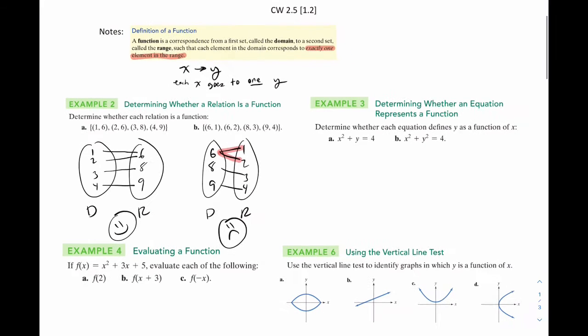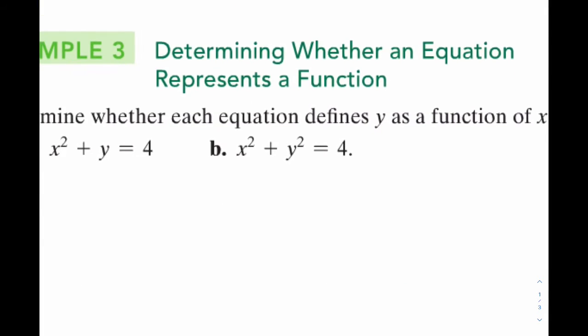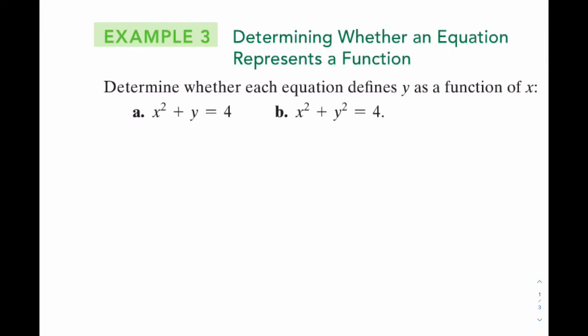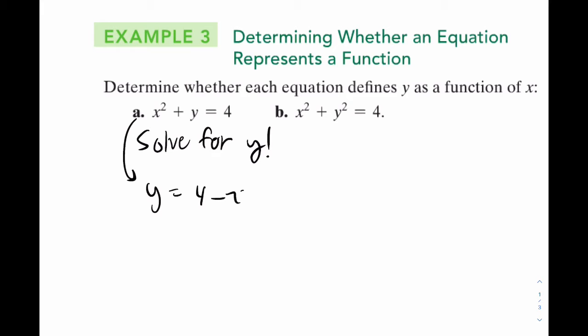Now, if we're going to figure out how to do it for an equation, let's look at these. X squared plus y equals 4. All you have to do is solve for y. So let's grab this one. Y equals 4 minus x squared. This means it's a function, because look at what we've done. Any x value you plug in here is going to generate one value of y, no matter what you do. So if you're able to solve for y cleanly, essentially that means it will be a function.